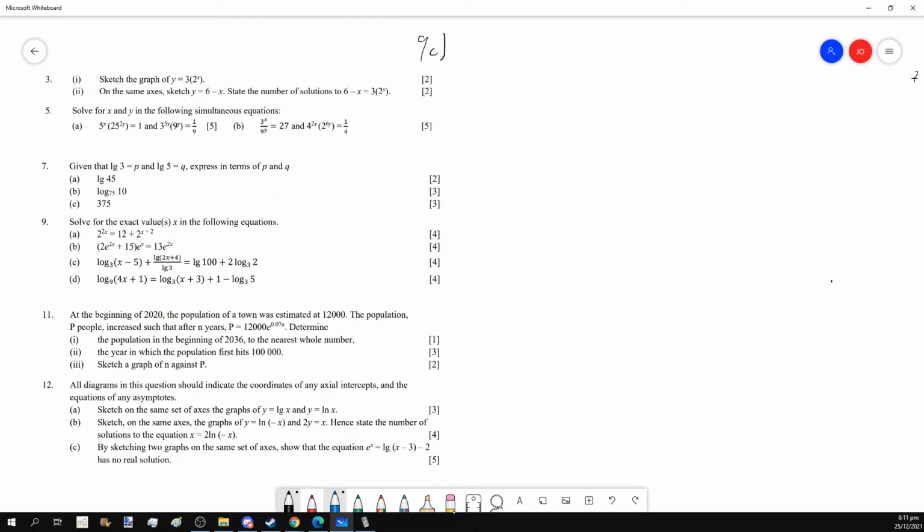9 part C tells us we have log base 3 of (x minus 5) plus lg(2x plus 4) over lg 3 equals lg 100 plus 2 log base 3 of 2. That is not a 2. 2. There we go. It's hiding underneath the blue button.